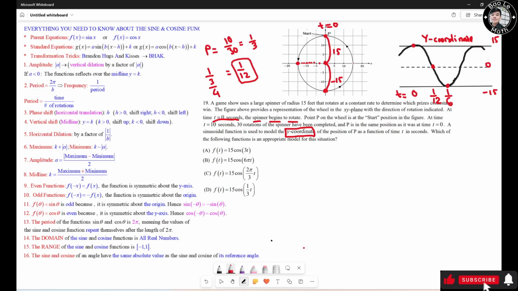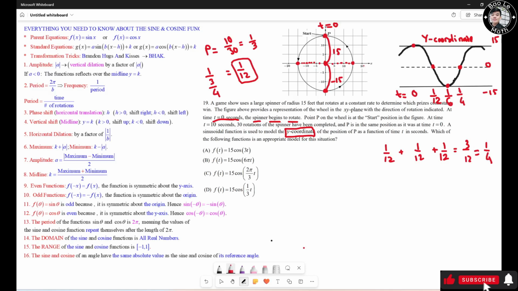Now, next one, if point P goes over here, you project down to the y-axis, it could be 0, right? The height equals 0, which means the midline right here. Alright, time t equals 1/12 plus 1/12 plus 1/12, right? So it could be 3/12. Simplify, it could be 1/4, right? So right here, it's going to be 1/4.